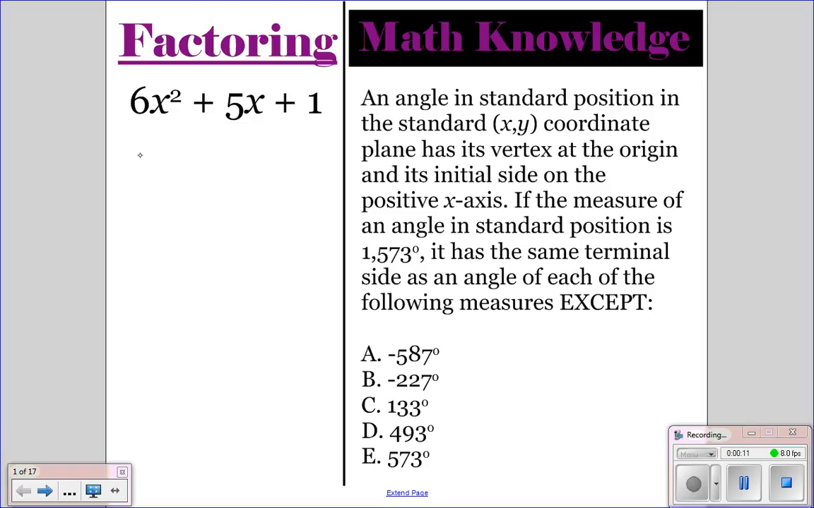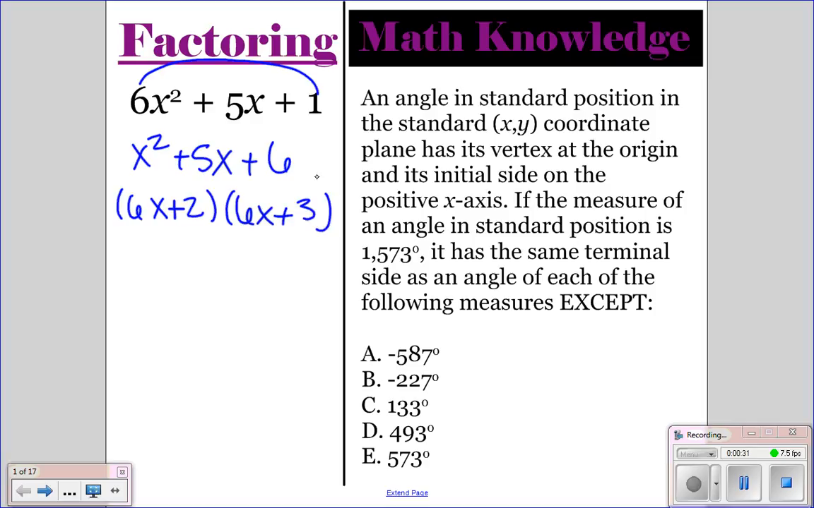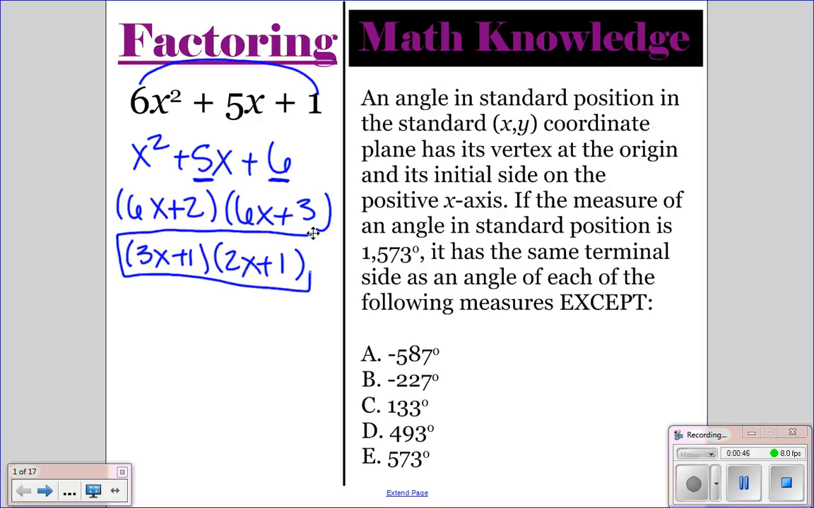So for the factoring, you're going to start off by multiplying the 6 by that 1, and so you'll have x squared plus 5x plus 6, and then you'll say 6x plus 2, and then 6x plus 3, because you're looking for numbers that multiply to give you 6 and add to give you 5. So this first set will divide by 2, and you'll have 3x plus 1. The second set will divide by 3, and you'll have 2x plus 1. And so this would be your answer for your factoring.